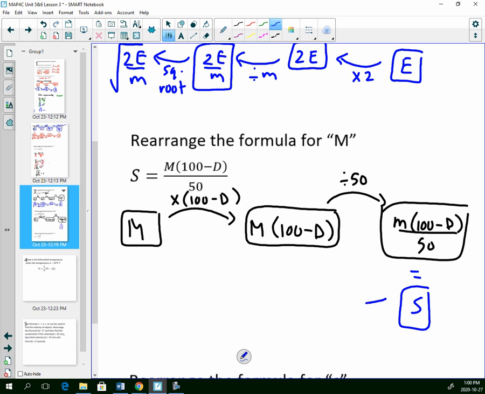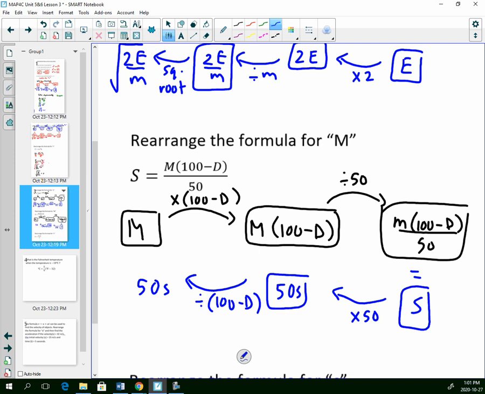So the first thing we'll do with the s is undo the divide by 50, so we'll multiply by 50 and get 50s. And then we multiplied by the bracket, so we're going to divide by the bracket. Okay, so sometimes we can divide by a group of terms. And we end up with that. So 50 times s divided by the bracket 100 minus d. Okay, so that one was a little different.